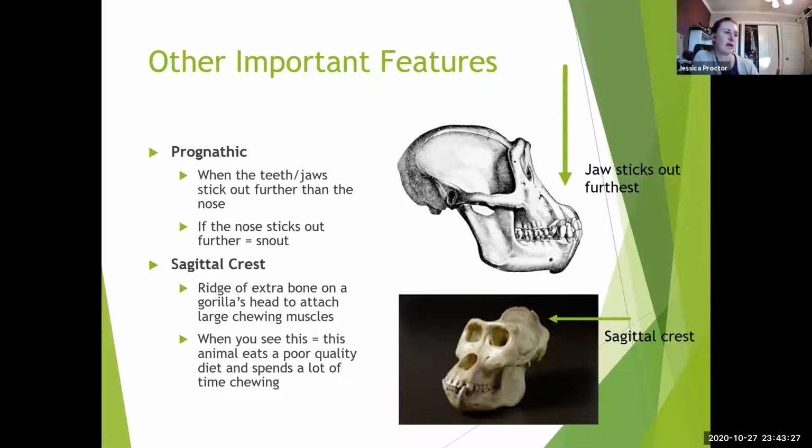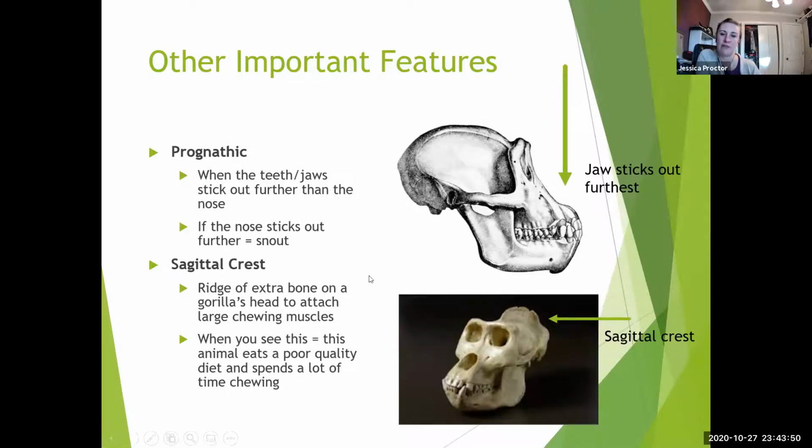But chewing raw vegetation actually does take quite a bit of jaw force, quite a bit of chewing force in comparison to, let's say, carbohydrates or even raw meat. So it does actually take quite a bit of chewing force to break up the cellulose in raw vegetation. So if you see a sagittal crest, it tells you that that animal likely eats a diet that requires a lot of chewing, a lot of jaw force.